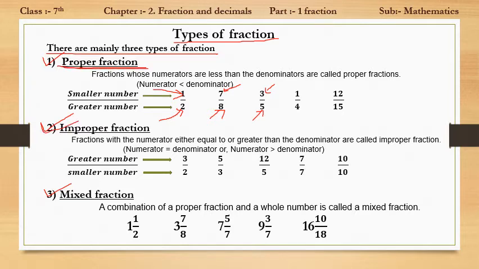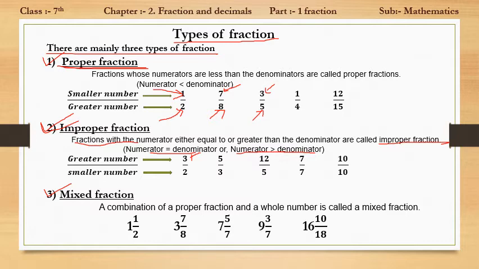Next one is improper fractions. In improper fractions, the numerator is greater than the denominator. What is its main definition? Fractions with the numerator either equal to or greater than the denominator are called improper fractions. That is, either the numerator is equal to the denominator or the numerator is greater than the denominator. In proper fractions, the denominator is greater than the numerator, and in improper fractions, the denominator is less than the numerator or the denominator is equal to the numerator.